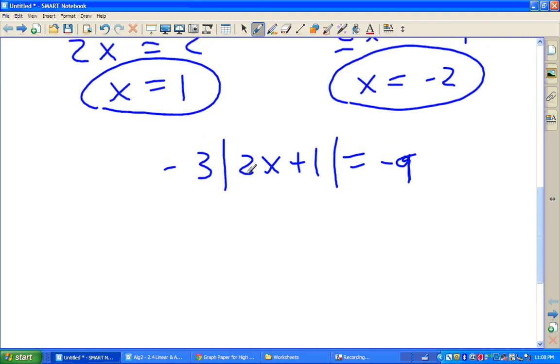If I plug in a 1, 2 times 1 is 2, 2 plus 1 is 3. Minus 3 times the absolute value of 3 certainly does equal minus 9. That's minus 3 times 3. It works. So this solution works.